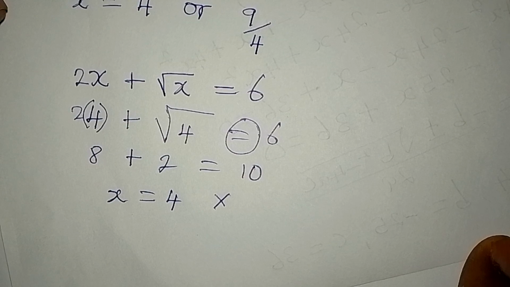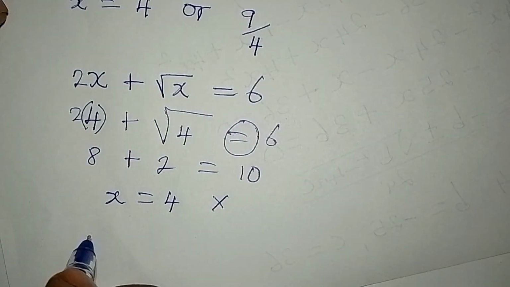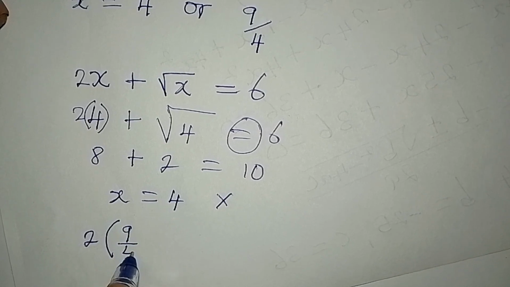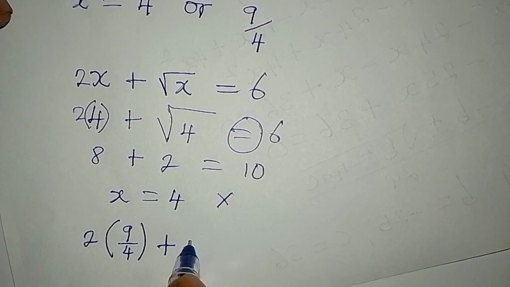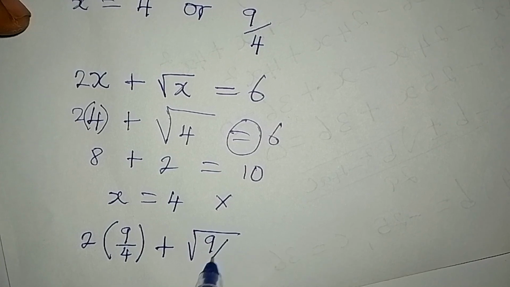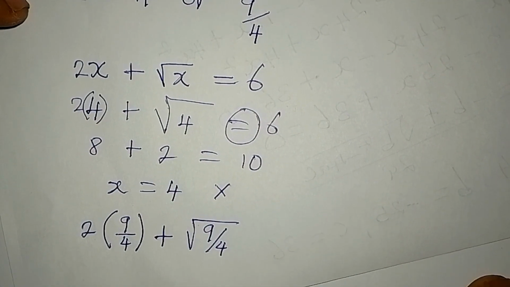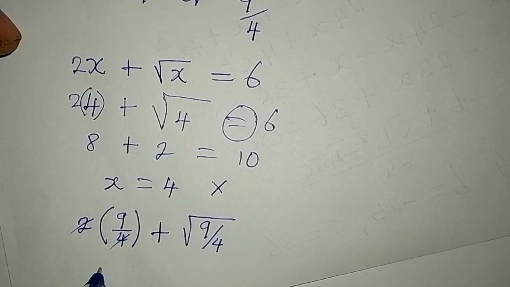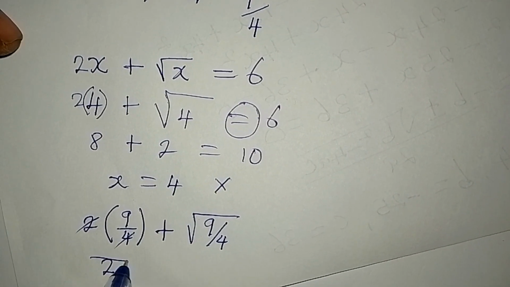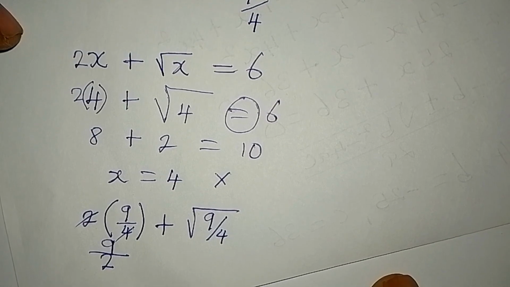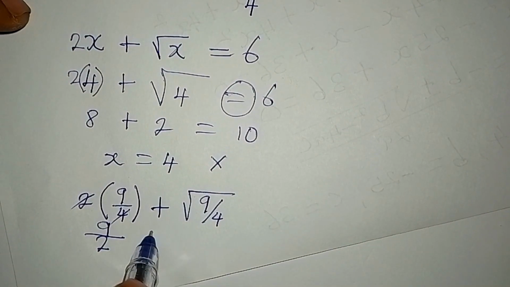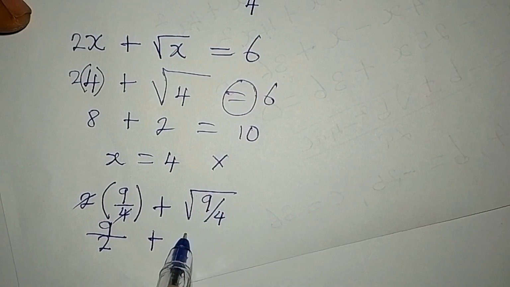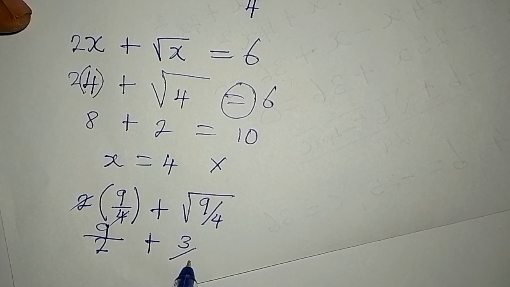Now the second value of x is 9 over 4, so we'll be having 2 multiplied by x, which will now be 9 over 4, then plus square root of 9 over 4. Will this give us 6? Let's give it a try. Now 2 will go there, and we shall have 2, right? Then we have 9 over 2, plus here we have square root of 9, which is 3, and square root of 4 is 2.